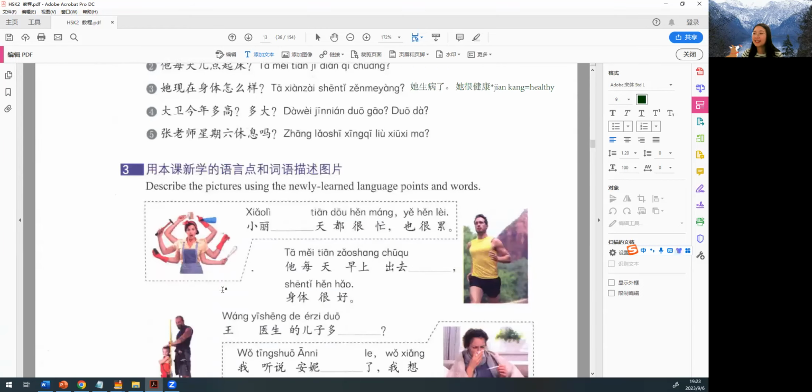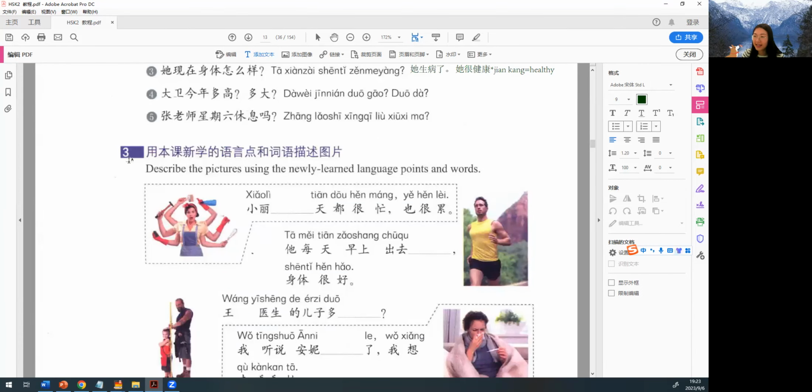All right, so let's look at exercise 3. The first, 小丽天天都很忙，也很累. We've learned this, 忙 busy, 累 tired. So here will be good. Correct, that's 累. The pinyin is 累.